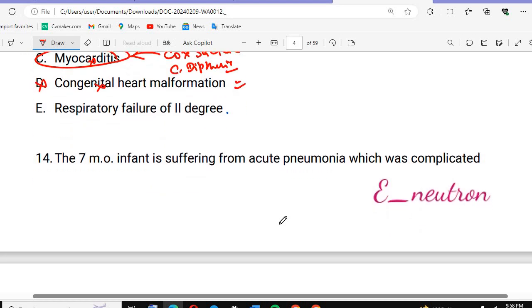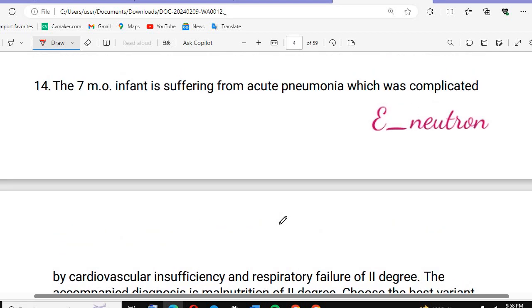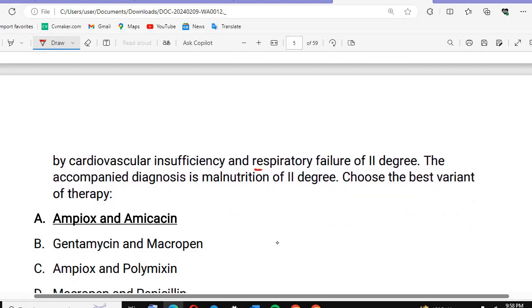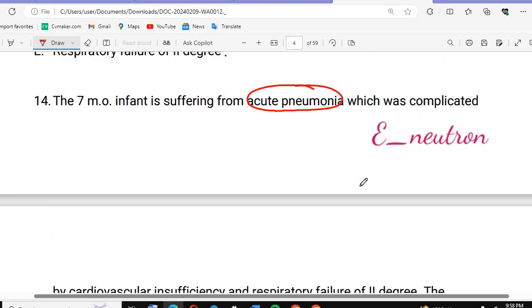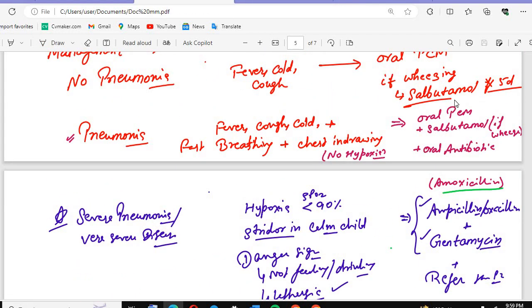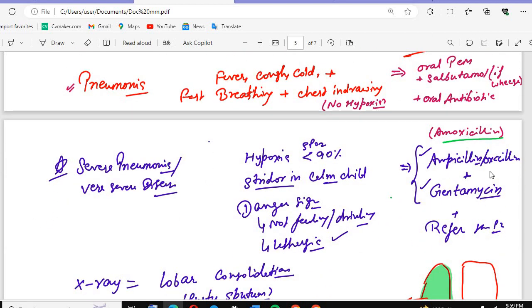A 7-month-old infant is suffering from acute pneumonia, which was complicated by cardiovascular insufficiency and respiratory failure of the 2nd degree. Yesterday we studied this condition. The accompanying diagnosis is malnutrition. Choose the best variant of the therapy. Again repeating: if the pneumonia is given, what are we giving? Oral paracetamol, salbutamol, oral antibiotics. If it is severe pneumonia, there is ampicillin, oxacillin plus gentamicin or the aminoglycosides.